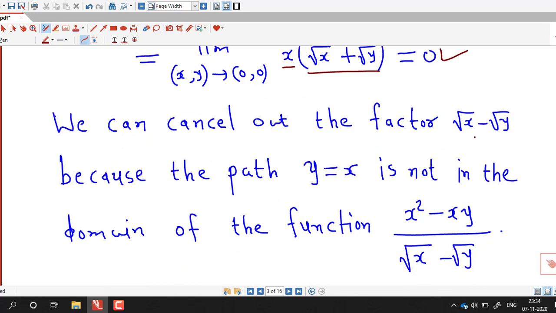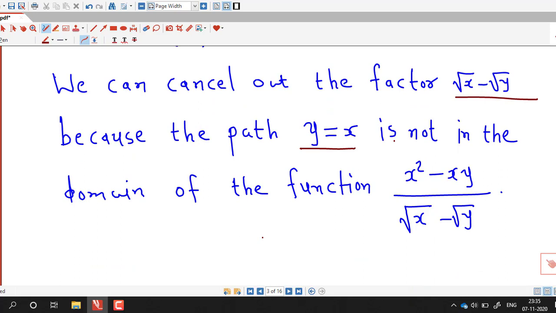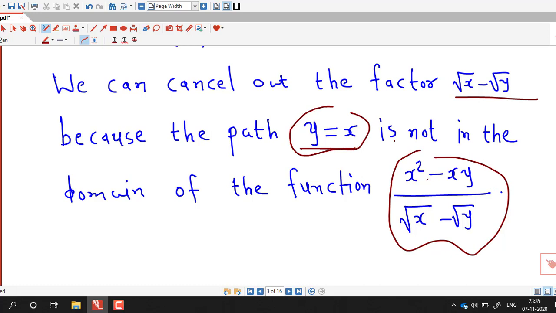So in this way, here we have written, we can cancel out the factor square root of x minus square root of y, because the path y equal to x is not in the domain of the function. Okay, this function is undefined if y equal to x. So this type of points are not in the domain of this function.